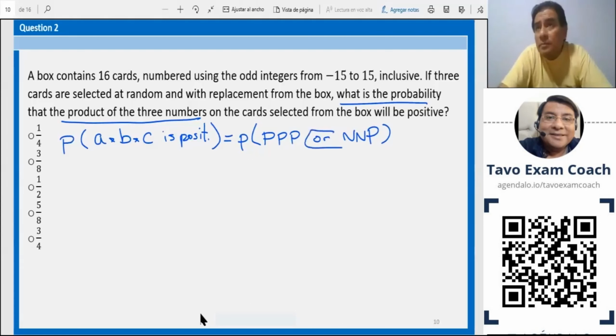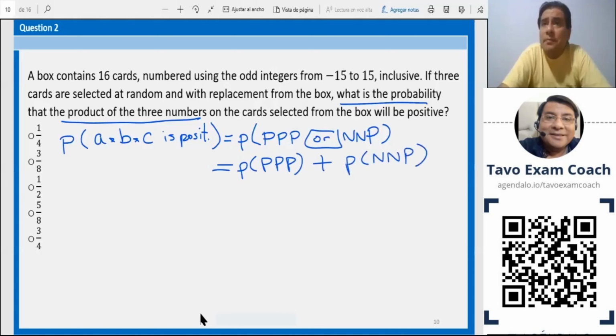Consider this OR. So one or the other may happen, but not the 2 at the same time. So we actually have 2 probabilities to be summed. And we can calculate the 2 probabilities and sum them together. What's the probability of getting 3 positive cards?